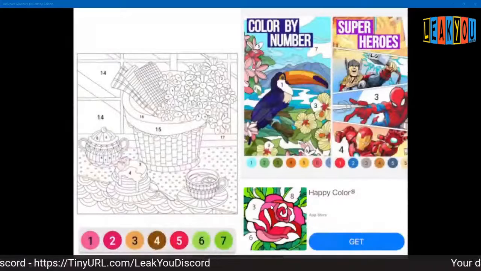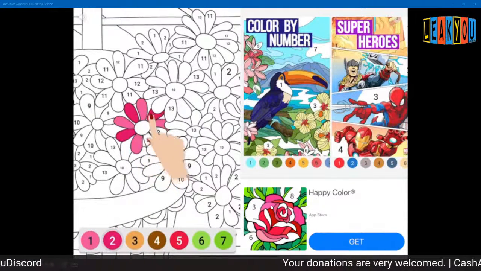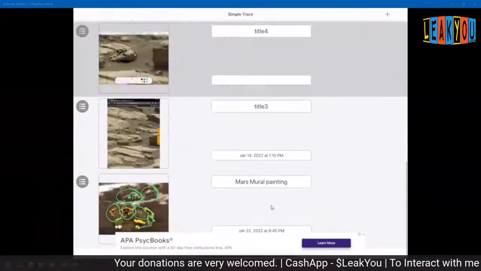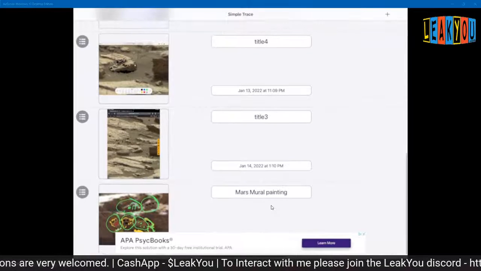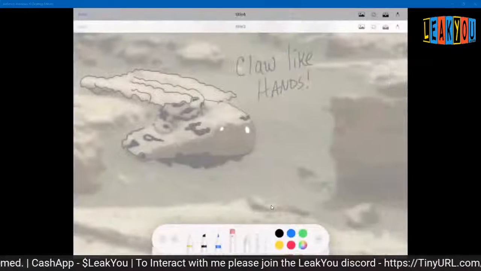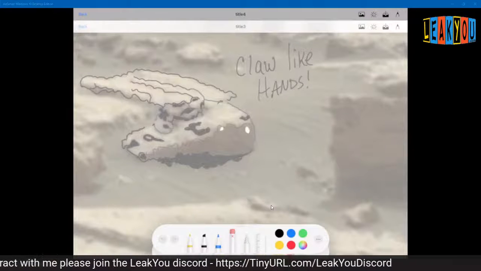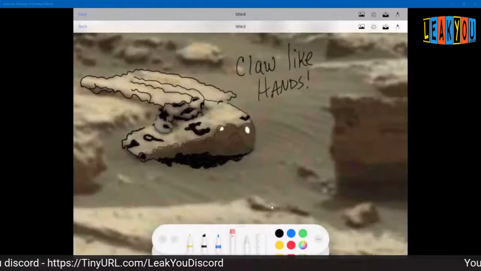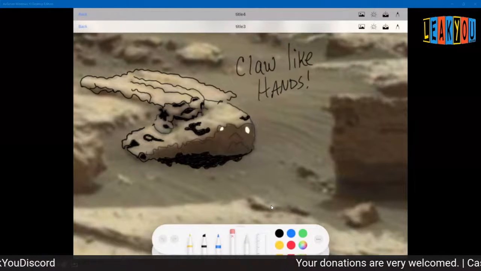I got one more picture to show you. Hold on. One more, y'all. There's one more that I located. Now, remember the block creature with the thing that hangs to the side, right? With the claw-like hands. Well, I think this might be possibly what it could be.